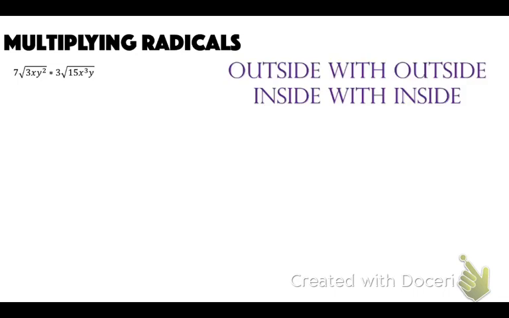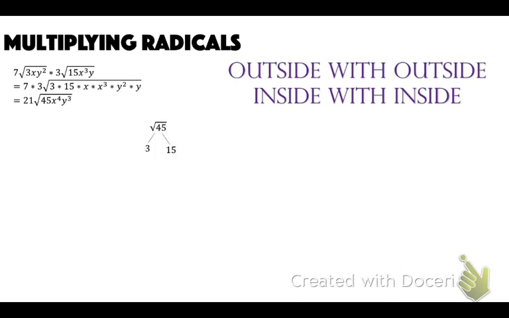Again, outsides with outsides, insides with insides. You can simplify first. I don't know if I did. Oh, looks like I didn't. Okay, so 7 times 3, and then we have 3 times 15, x times x cubed, and y squared times y. So that's really 7 times 3 is 21, 3 times 15 is 45, x times x cubed is x to the 4th, and y squared times y is y cubed.